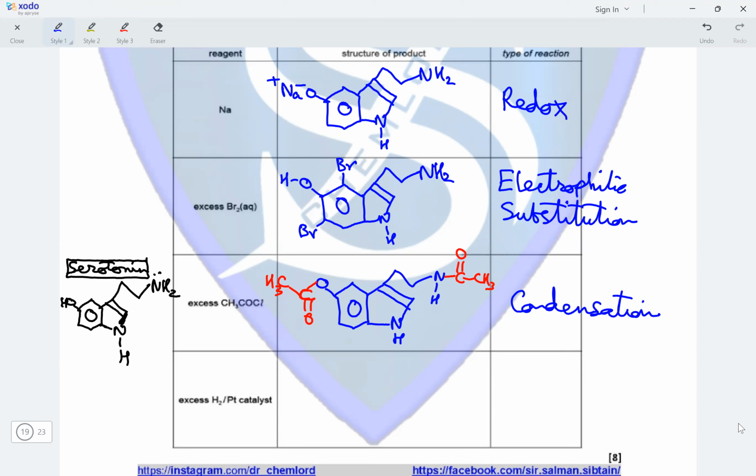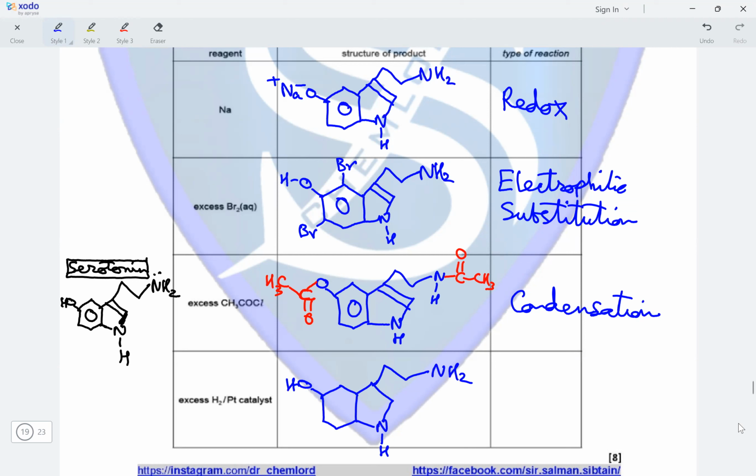Next, with excess hydrogen and platinum as catalyst, we would have the benzene ring being hydrogenated and the ring being removed, and the double bond also being hydrogenated and converted into a single bond. So here we would have the benzene ring without the ring, the OH group present in its position only, the double bond in the five-membered ring with nitrogen in it converted into a single bond, and the rest of the molecule remaining as it is.